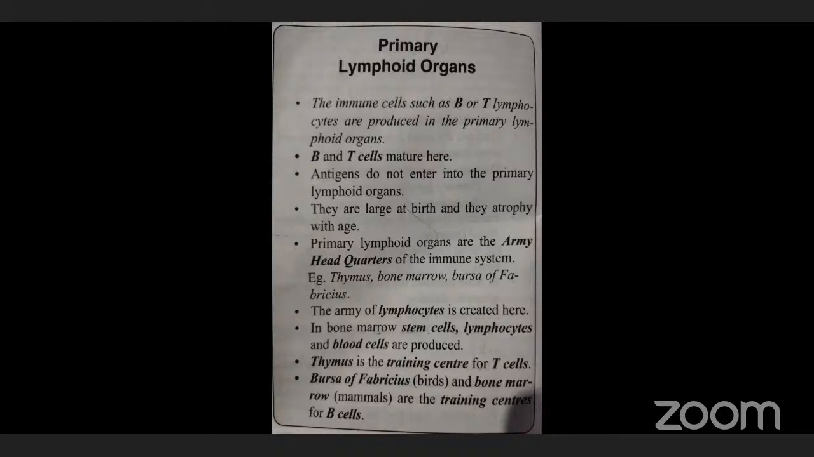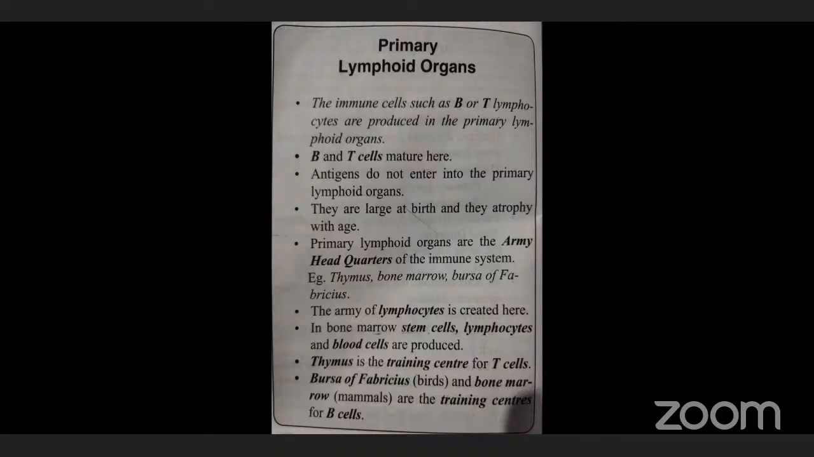Clear? So yesterday we discussed immunity, the types of immunity, innate immunity and acquired immunity. In the last topic we discussed the lymphatic organs. Lymphocytes are matured in the lymphatic organs. Two types of lymphatic organs are present: one is the primary lymphatic organs, another is the secondary lymphatic organs. Up to that level, I explained.